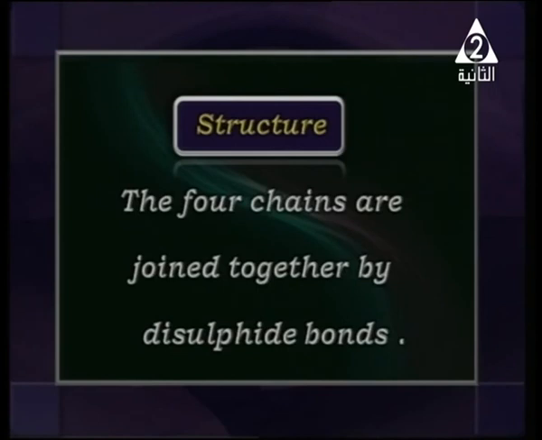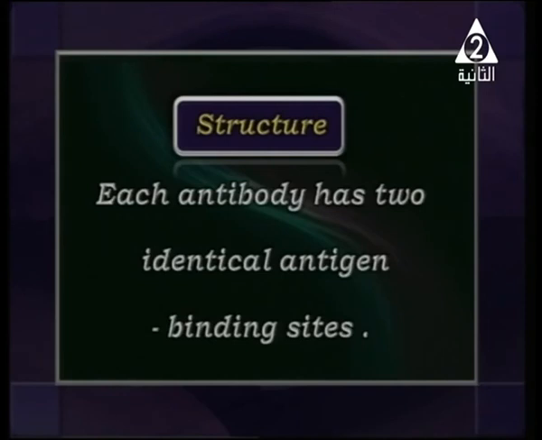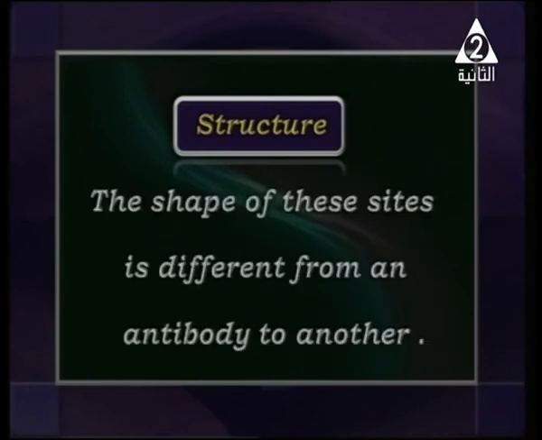The four chains are joined together by disulfide bonds. And after that, each antibody has two identical antigen binding sites, and the shape of this site is different from one antibody to another. So it doesn't have a fixed shape. It changes from one antibody to another.